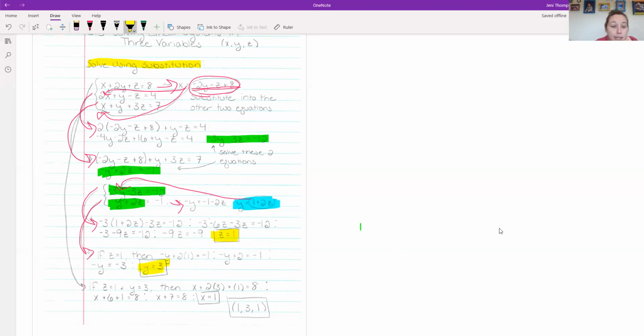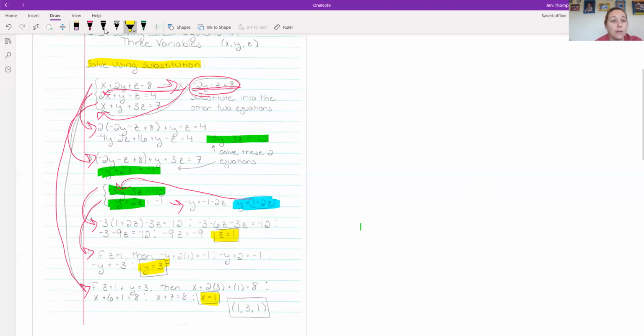And now that I have 2 of these guys, I can go back up to my original equation, plug it into any one of these 3, and it'll give me my other one, right? So I just picked the top one. So if z equals 1 and y equals 3, then from this top equation, x equals negative 2 times 3 minus 1 plus 8. There we go. So then I'm just going to do a little algebra, multiply my 2 and my 3, combine my like terms, and that gives me my x. I did it. I did it.